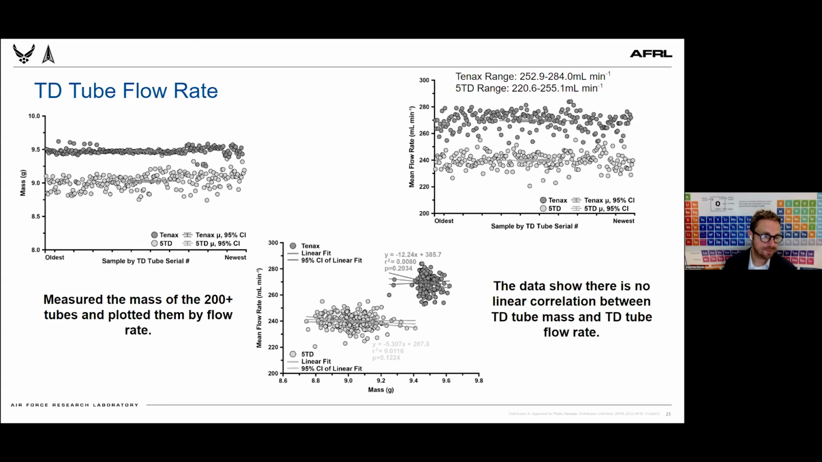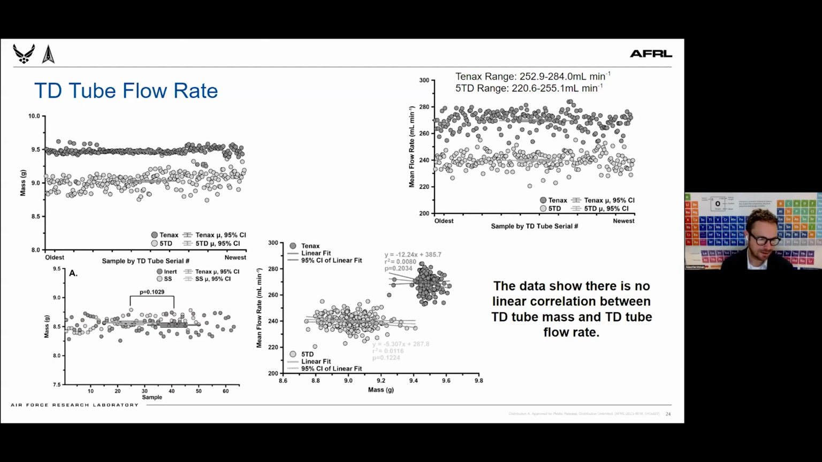In the top left, you can see the mass measurement for each tube. You do see some variability, but if you plot the flow rate by mass, you do not see a linear correlation, while it may or may not be a linear type of analysis. Based on our data here, it does not seem to be linear. We also measured just empty tubes, and there doesn't seem to be a large difference between the inert and the stainless steel, suggesting that it's not related to the inert casing or the stainless steel casing, but probably related to the actual packing as the differences in the masses. But we do not see a correlation between TD tube mass and the measured flow rates for those tubes.